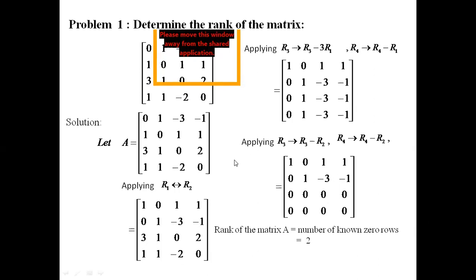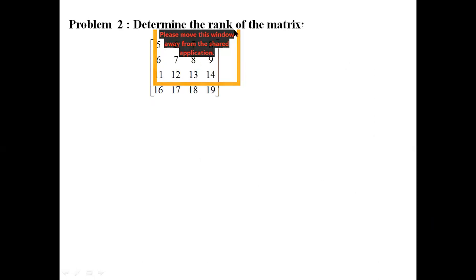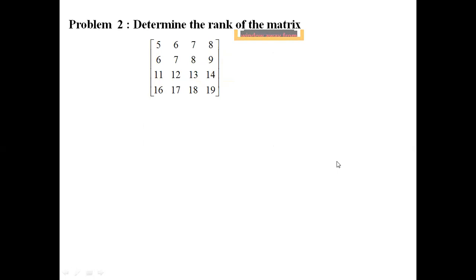Now here the elements are of this type, easily done. Sometimes the elements of a matrix may be 2-digit numbers. So suppose it is like this. The question is asked: determine the rank of a matrix. The first row is 5, 6, 7, 8. The second row is 6, 7, 8, 9. The third row is 11, 12, 13, 14, and the fourth row is 16, 17, 18, 19.